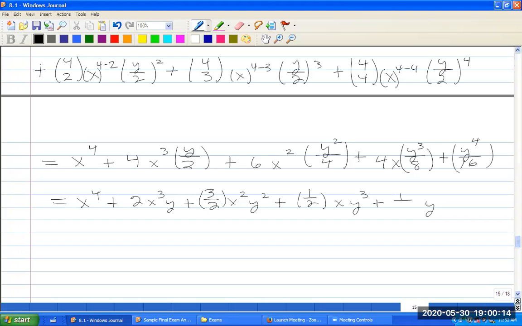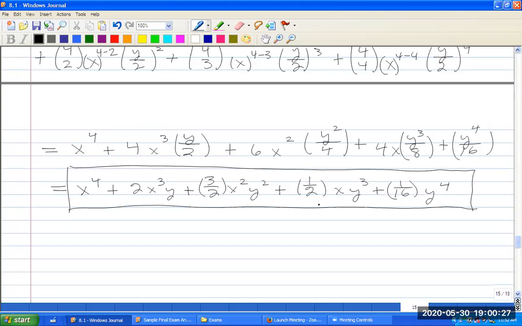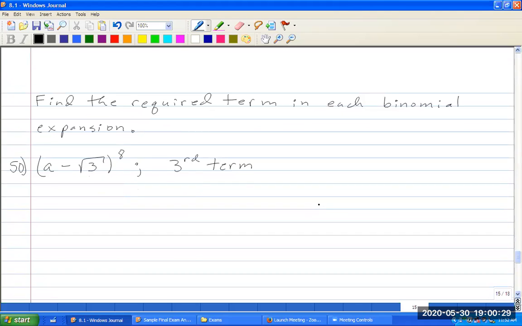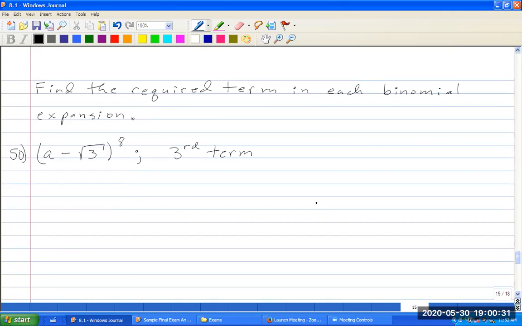And that is your answer using the binomial theorem. Find the required term in your binomial expansion.